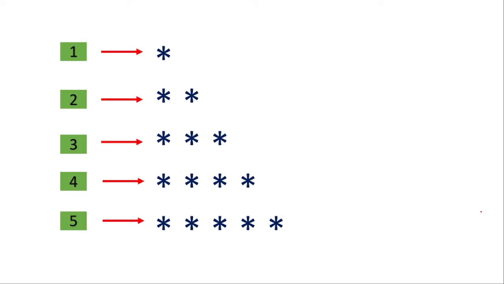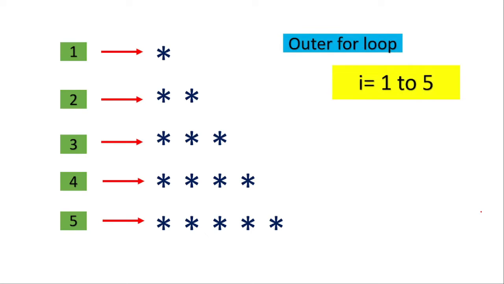In the outer loop I will take a variable I, and I will give the I variable values from 1 to 5, because I want to print 5 rows. That's why I am starting my outer for loop from 1 and I will end that outer loop at 5. Now let's analyze the second thing: in every row, the quantity of stars is equal to the row number.